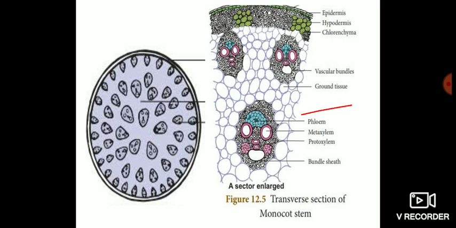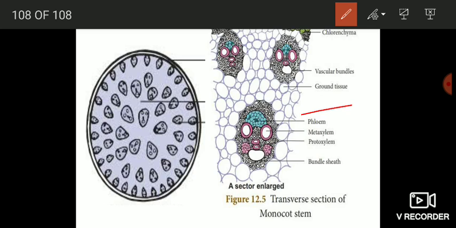Here you can see in the image, this is the image which reveals some of the important anatomical features of monocot stem. The outermost layer is epidermis, then there is hypodermis, and the whole tissue which lies below the hypodermis is uniform throughout, and this is known as ground tissue. And inside the ground tissue you will find a large number of vascular bundles. They lie scattered, and the smaller vascular bundles are towards the periphery, and the large vascular bundles are towards the center of the stem.